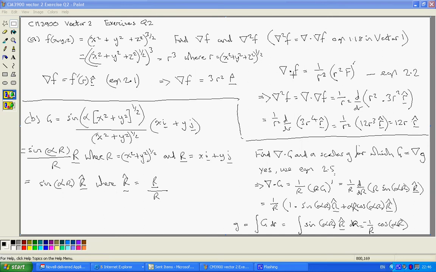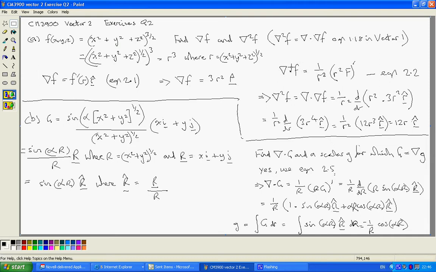Secondly, we're asked for del dot f, for which we should refer to equation 2.2. It's given as 1 upon r squared times, in brackets, r squared f dashed, in other words the derivative of that with respect to small r. So if we follow through in the next line, we see that del dot f, I've just put in there because we need that for finding del squared f, which is what we've been asked for. That by definition is del dot del f, which I've noted up here. That comes from equation 1.18 in vector 1. So del squared f is given by del dot del f.